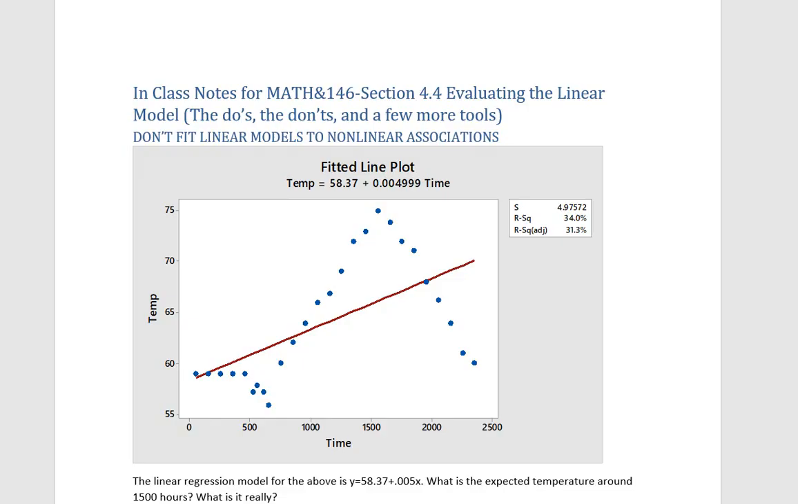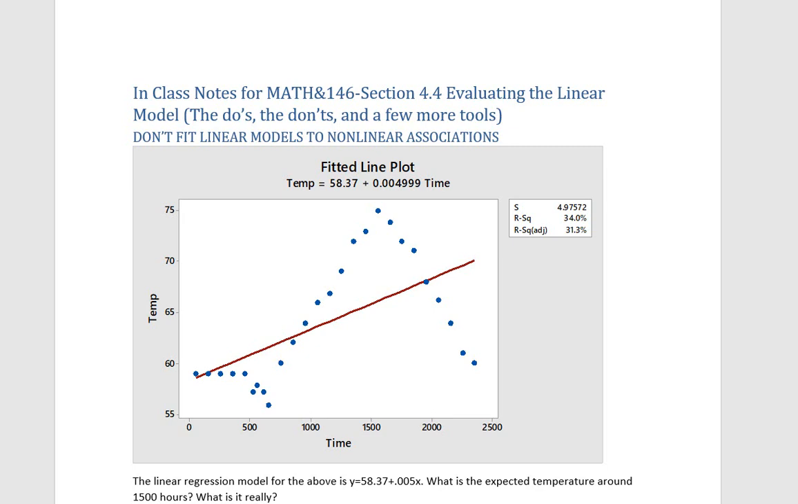Alright, so section 4.4 is going to be about evaluating a linear model. So the do's, the don'ts, and I'm also going to give you a few more tools. So the first big don't is don't try to fit a linear model to a nonlinear association. So don't try to put a circular peg into a square hole, essentially.